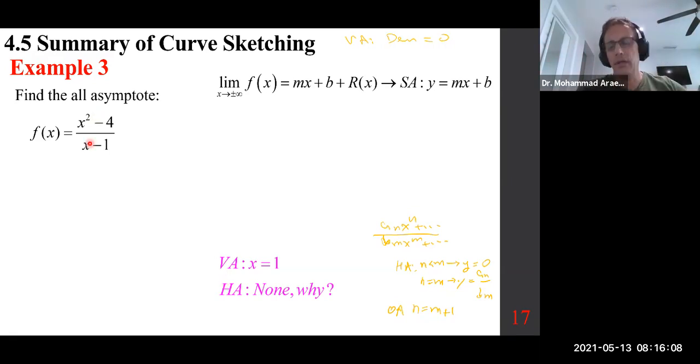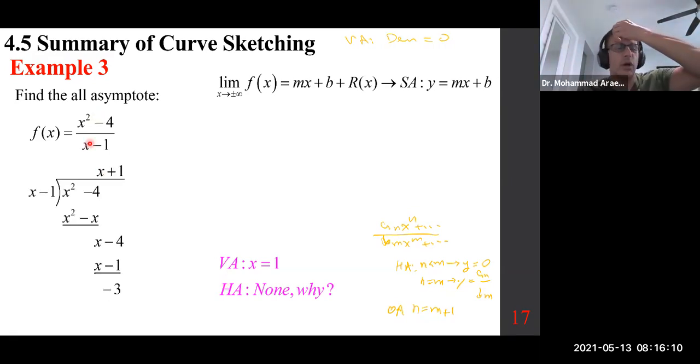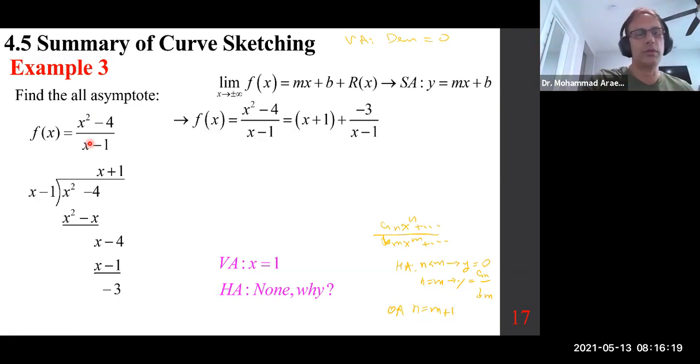Now, we can do the long division or synthetic division, and we rewrite the expression f of x as follows. So I'm assuming nobody has any problem with division class. Now, this portion, y equals this portion, the quotient, is the slant asymptote or oblique asymptote, SA or OA.